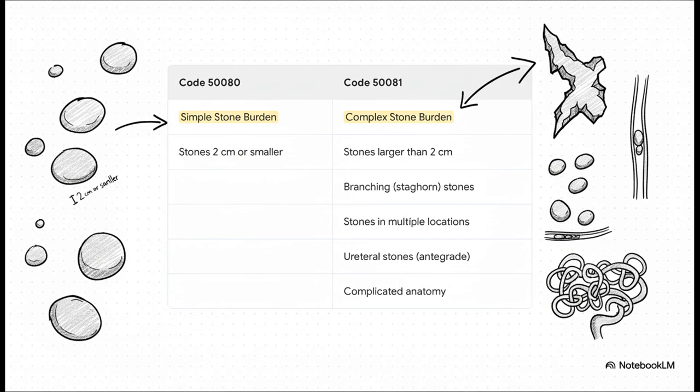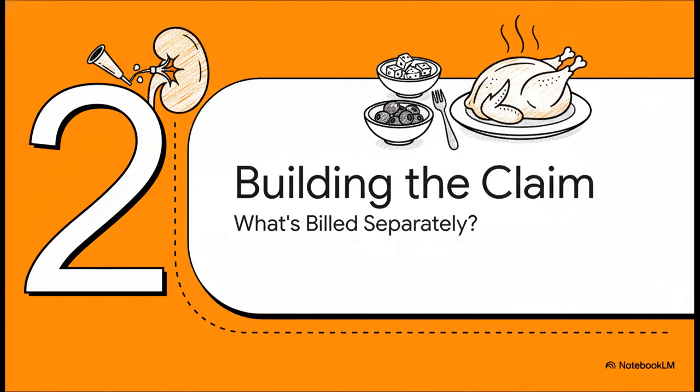Your job is to be a detective. You need to scan that surgeon's report for specific evidence. Are you seeing phrases like larger than 2 centimeters, branching or staghorn stones? Are there stones in multiple locations? Any mention of complicated anatomy? These are your direct clues, your smoking guns, to select that complex code, 50081. Okay, let's move on and see how we build this claim out.